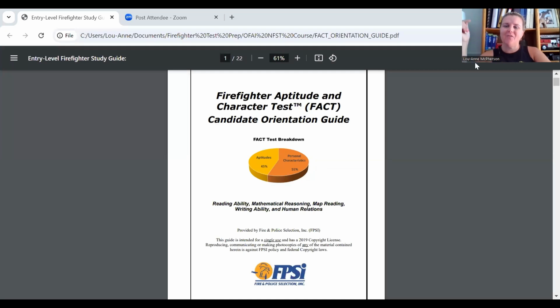Do you have this Firefighter Aptitude and Character Test Candidate Orientation Guide? My copyright is 2019. If you have the copy, go ahead and pull it out. We're going to work through a firefighter writing ability question.